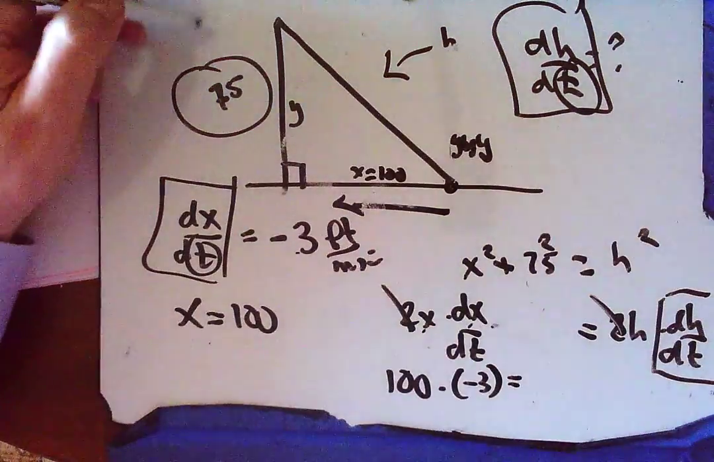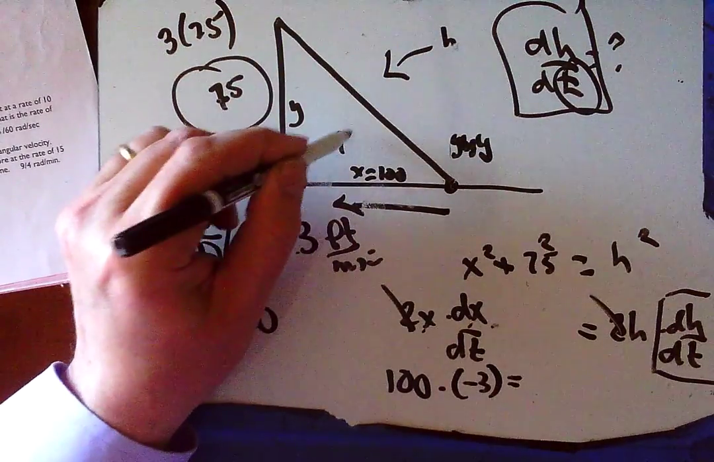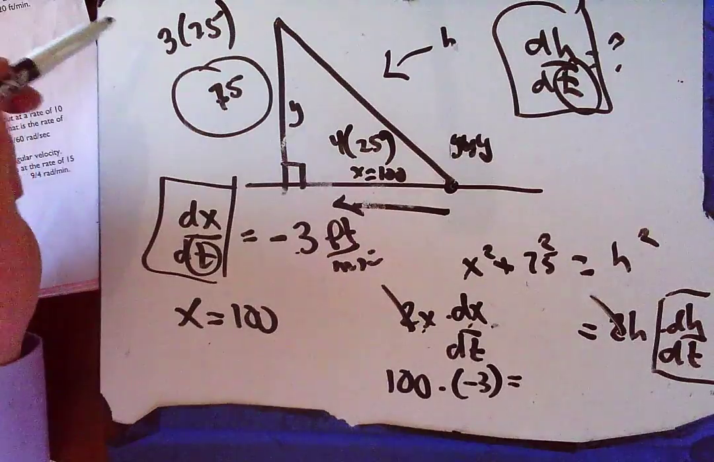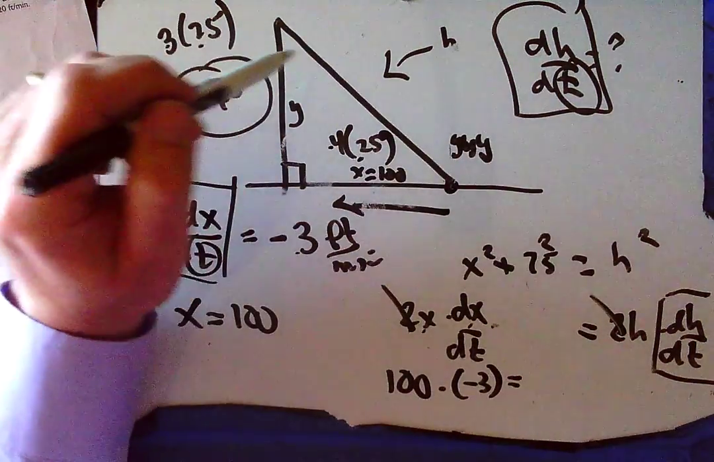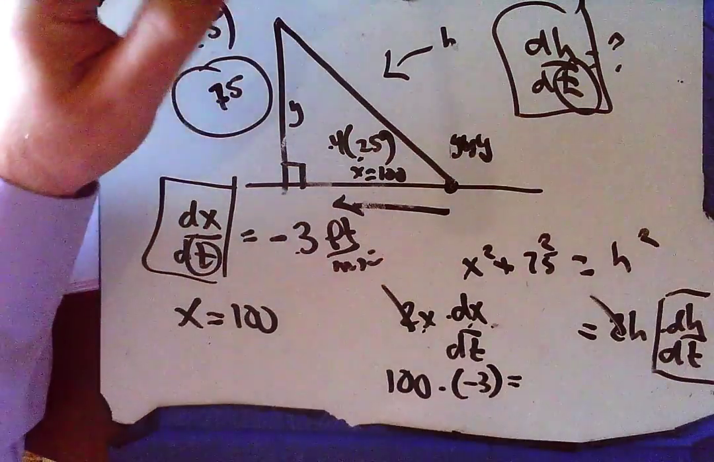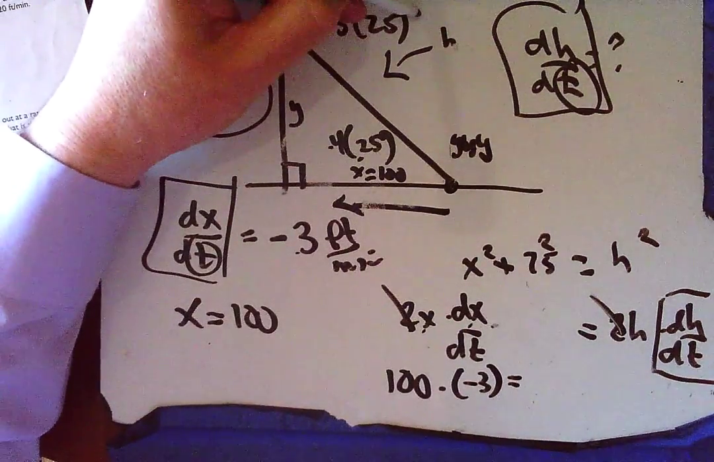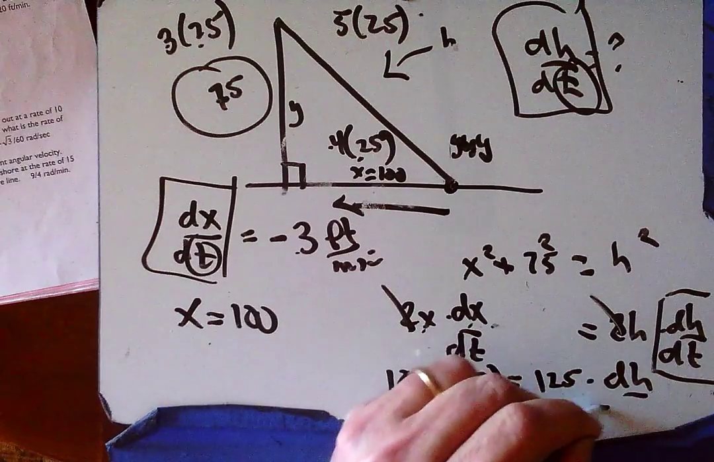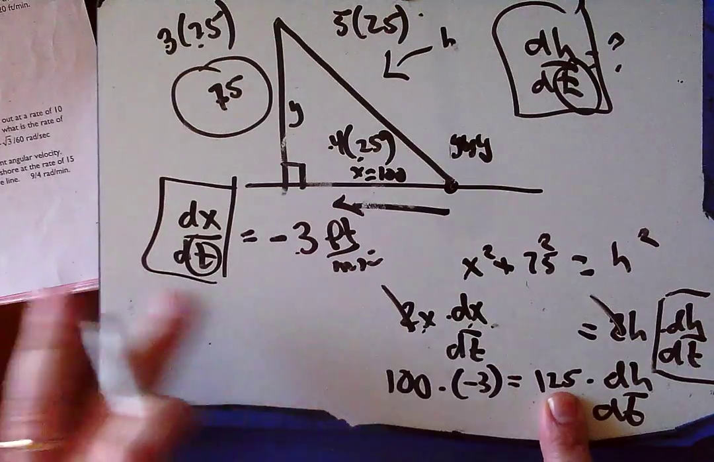Oh, well, that's h, and that's 75, and that's 100. Oh. And do you really see that this is 3 times 25, and this is 4 times 25, and really we're just dealing with a 3, 4, 5 right triangle? Because I know of the existence of the Pythagorean triple 3, 4, 5, I'm going with 5 times 25 here for h, which is 125 times dh/dt. So I'm going to just divide both sides by 125.